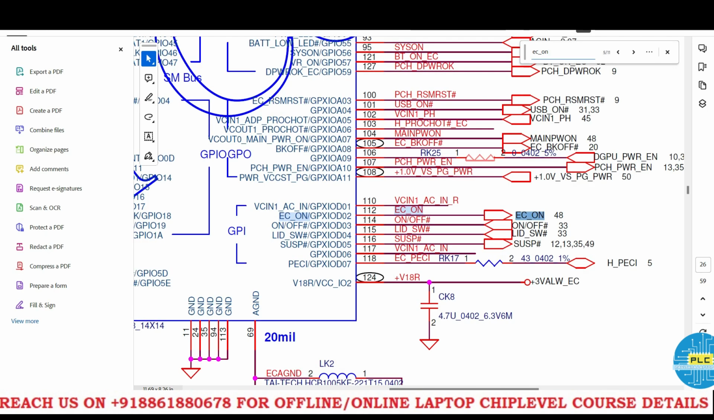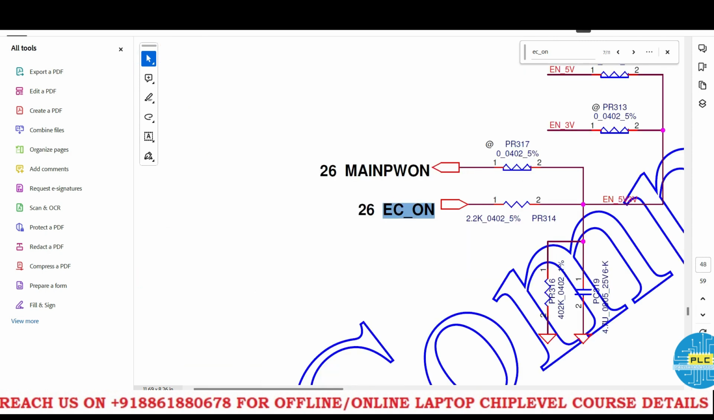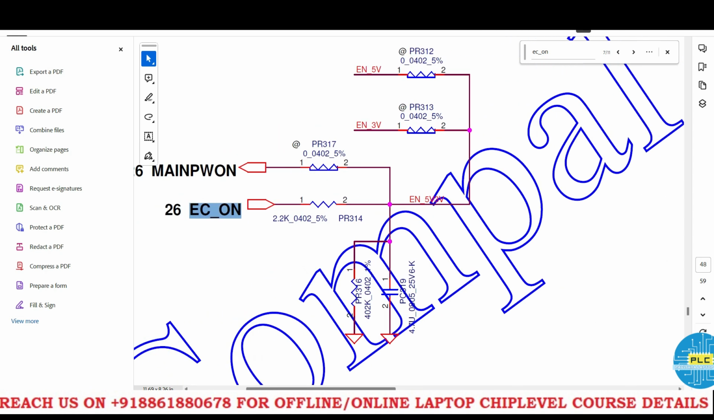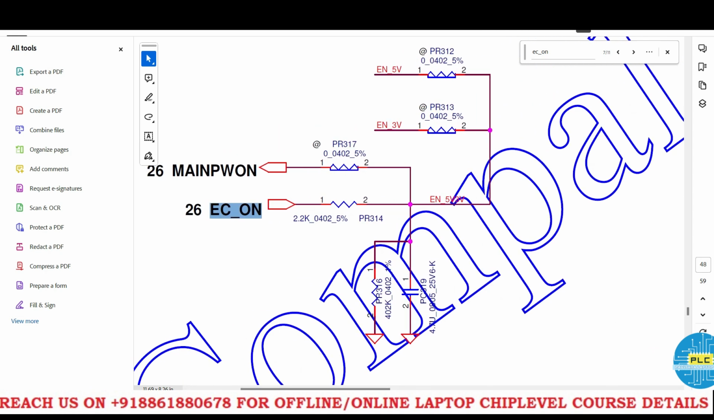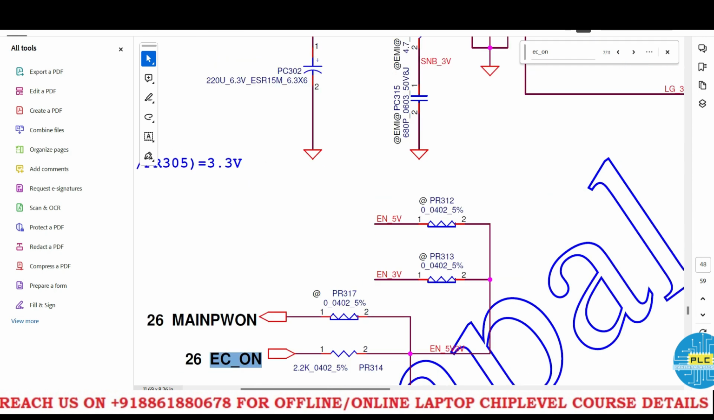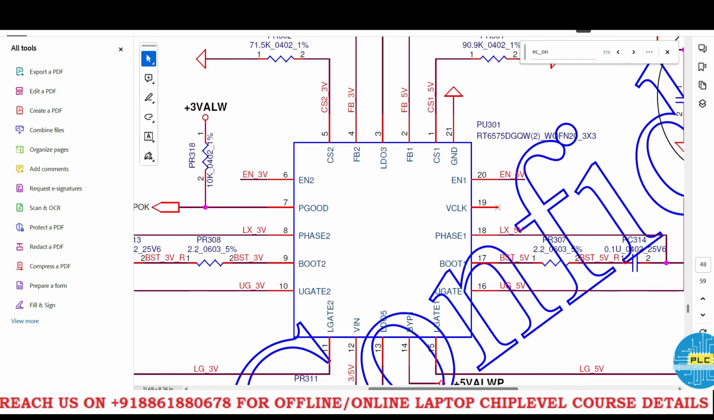See here the IO releasing the EC on pin number 112. Okay, here is pin number 112. It will come to this section, and here enable 5 volts 3 volts is renamed as enable 5 volts 3 volts, then it is separated into enable 3 volts, enable 5 volts. Okay, here what will it do? See, this is the IC 3 volts 5 volts section. Here enable 1 and enable 2. Enable 1 is one phase and enable 2 is the second phase.